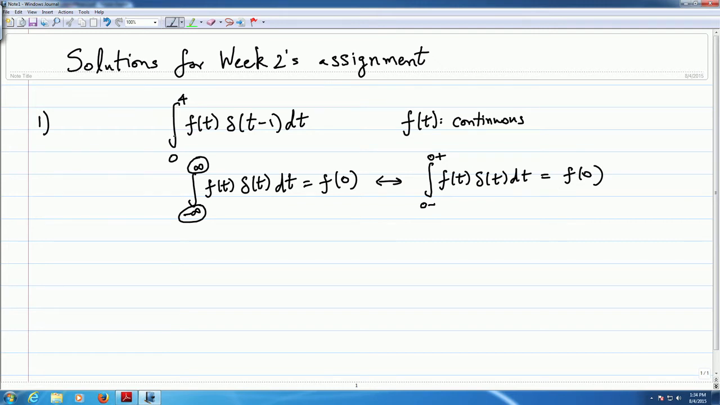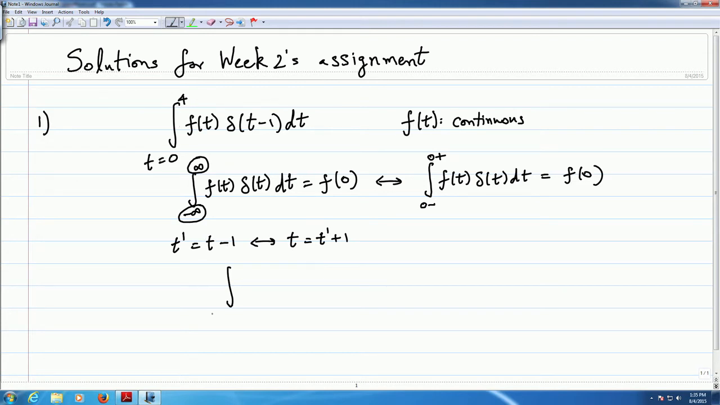So now in this question, the only change is that instead of delta of t, you have delta of t minus 1. So all you have to do is to use a substitution t prime equals t minus 1. So if you use the substitution t prime equals t minus 1, you have to equivalently replace t by t prime plus 1. Okay. And the limits also change. The limits go from t equals 0 to t equals 4.